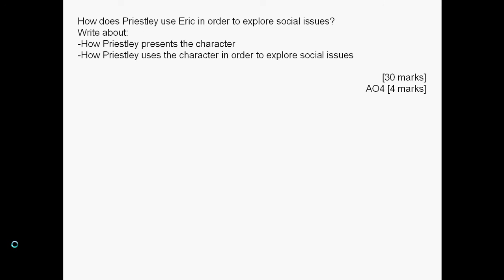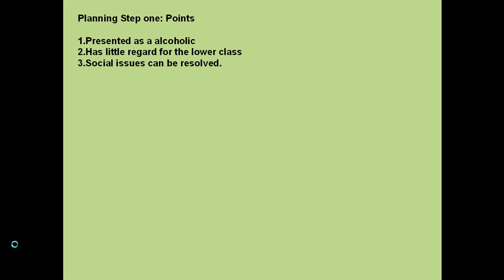So I reference the context there. I use my method. So here are my 3 ideas. I've put 4, 5, 6, however many ideas. I picked my best 3. Alcoholic, there's little regard for the lower class. Social issues can be resolved. The 3 points I'm going to pick on.